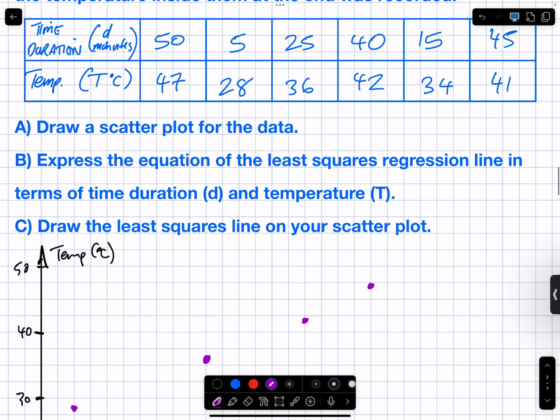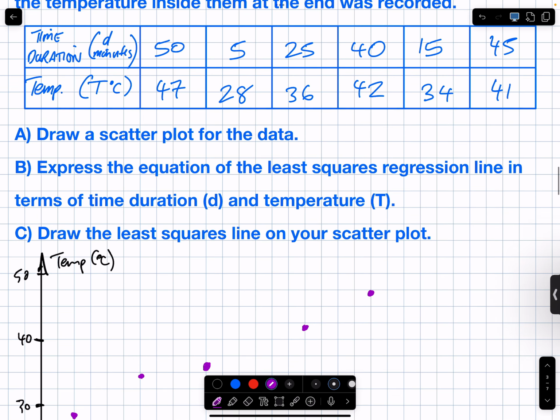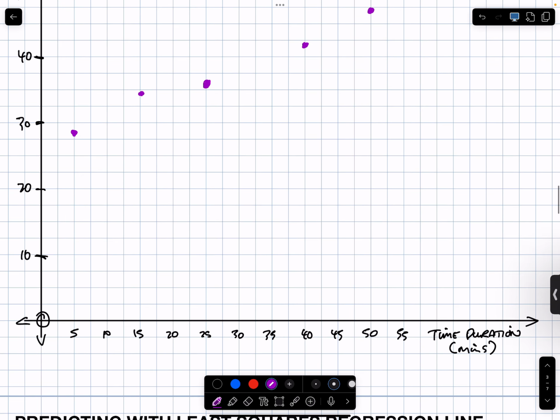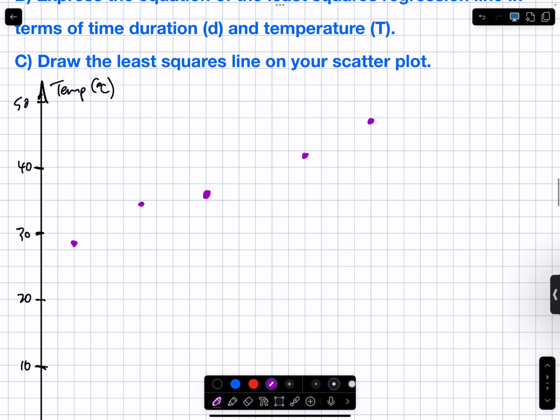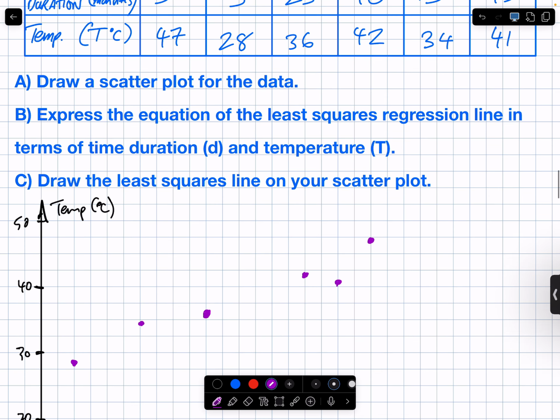42, 15 and 34, 15, 34, and 45, 41, 45, 41. Okay, I've plotted the data. So the purpose of doing this was to draw the least squares regression line. Okay, so B, I've done this, draw the scatter plot.